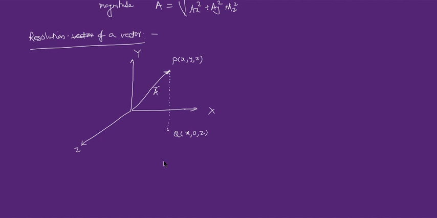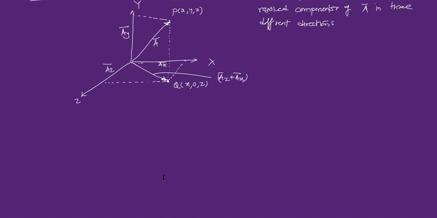So that gives you this ax bar, ay bar, az bar. That is the resolution. Try to understand. Any vector can be resolved in different directions as per your choice. If I take this vector a bar in this Cartesian coordinate system, its coordinates are P of x, y, z. So a bar represents a position vector of point P.